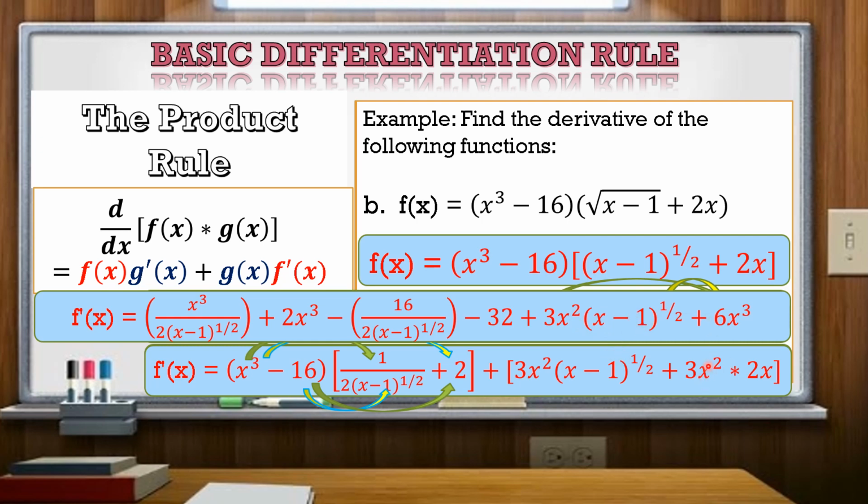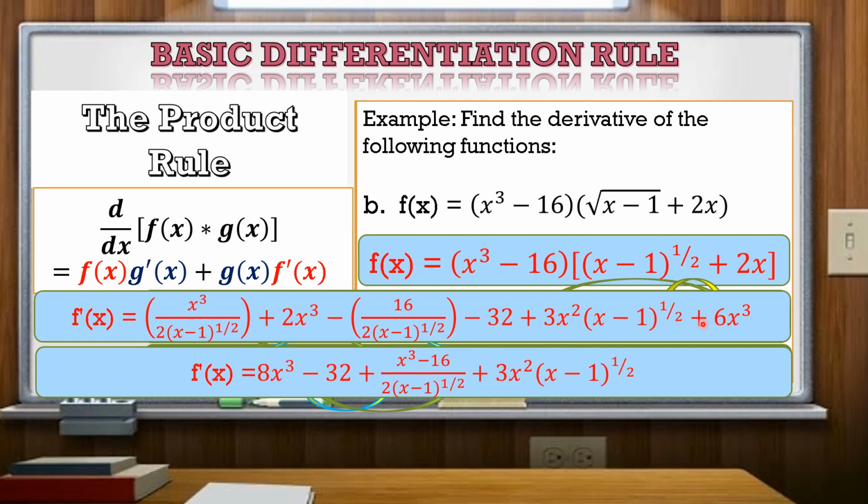Then, simplify natin yung 2x squared minus 2x, that is 6x cubed. Then, simplify further, combine like terms. So, pwede natin pagsamahin ito at saka ito. Okay? So, same lang din yung denominator. Kaya naging 2 times x minus 1 raised to 1 half. So, yung numerator natin is x cubed minus 16. Kaya naging ganito siya. Okay?